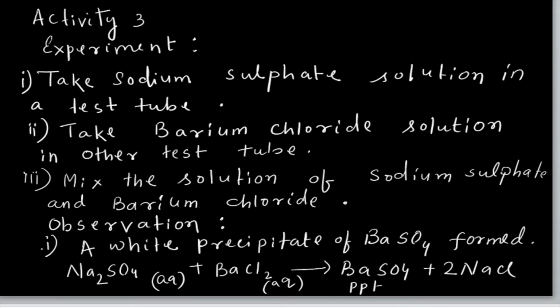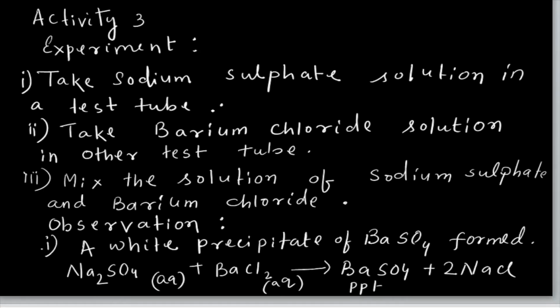Then come to activity number 3. In activity number 3, you take sodium sulfate solution in a test tube. What is the meaning of sodium sulfate solution in a test tube? Actually, sodium sulfate is a crystal. When you add water to it in a test tube, it becomes a solution. So first you take a test tube, add sodium sulfate crystals, which are colorless, and add water.